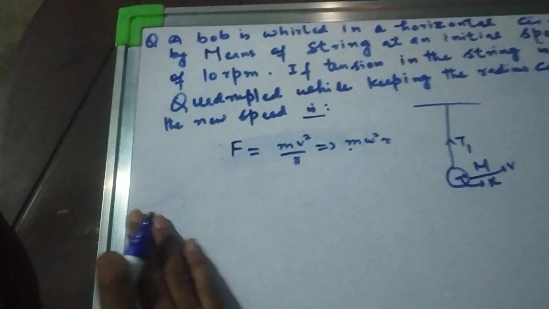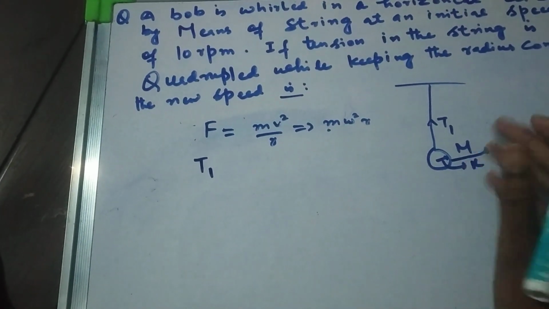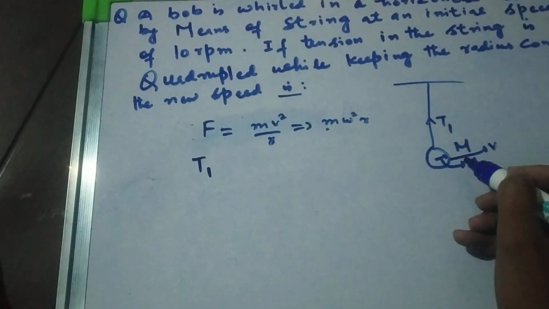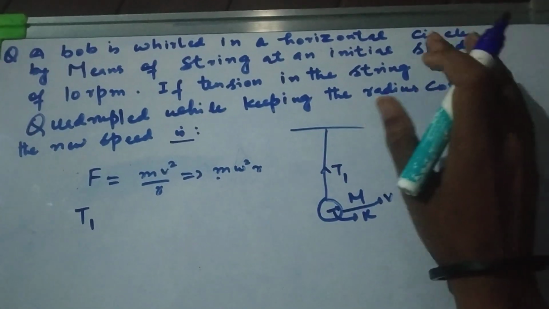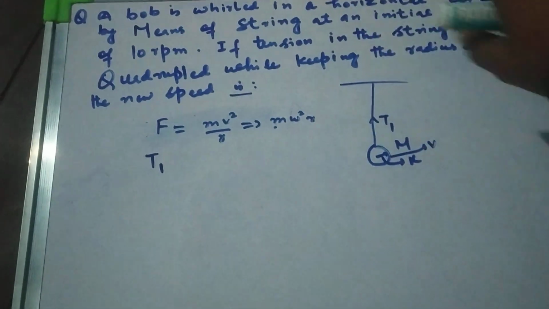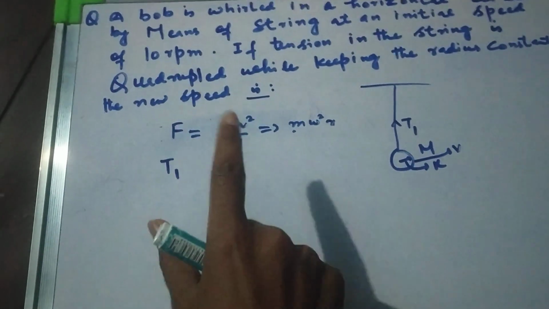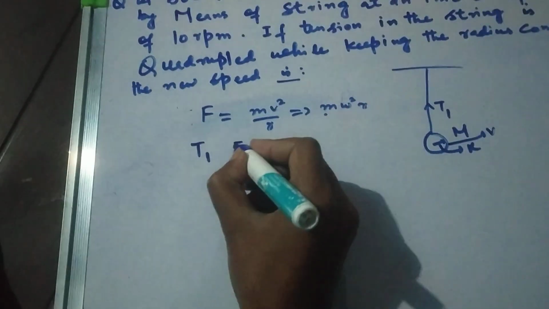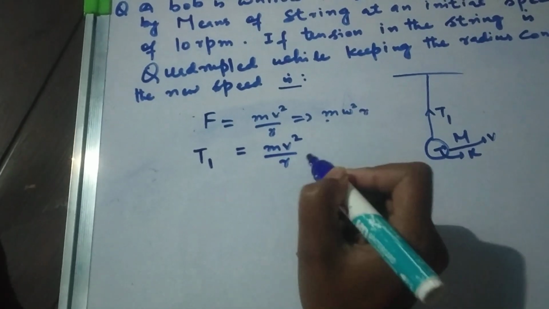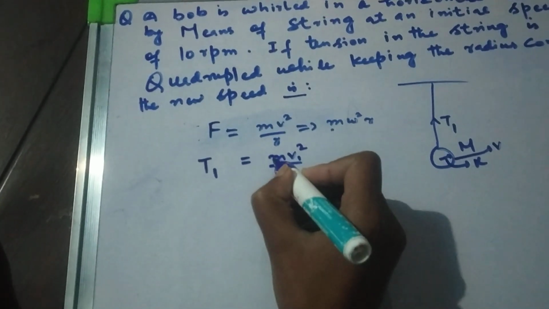Now tension 1: because this body is in circular motion, we put the value of centripetal force. We use the centripetal force formula because the question says horizontal circle, and it rotates like a circle. So tension T1 is equal to mv1 square upon r. The value of r is constant and the value of m is constant.